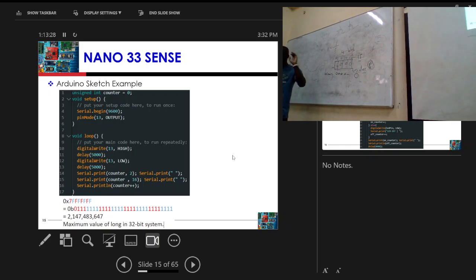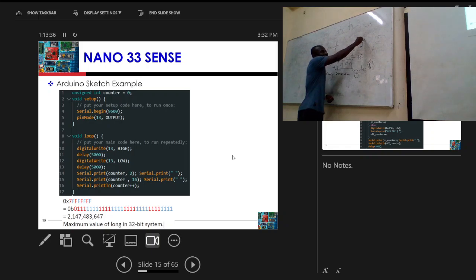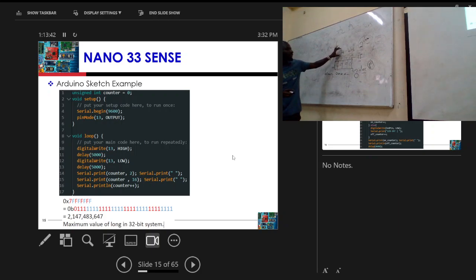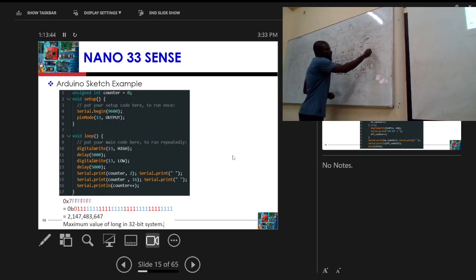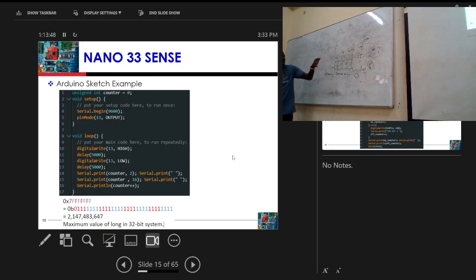Pay attention. This is coming in the exam, that's why I'm taking time to explain this. So for an unsigned number, the formula is 2 to the power of the data type size, minus 1. You guys have done this already. So if it's 4 bits, it's 2 to the power 4 minus 1. It's the highest number an unsigned variable can store.